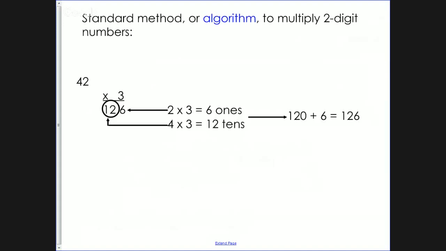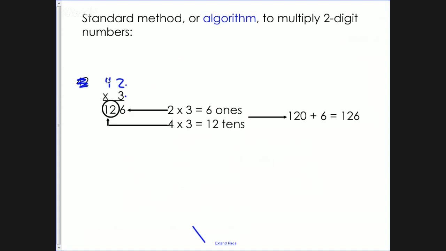Standard method or algorithm to multiply two-digit numbers. So here we're looking at how we should be doing it. I'm just going to rewrite the 42 over here because it got slid over. So we'll ignore it over there and put it over here. So now you're seeing the two steps all in one line. Okay, so instead of doing the 6 first and then putting the 120 underneath it, they're doing all of those steps at the same time.